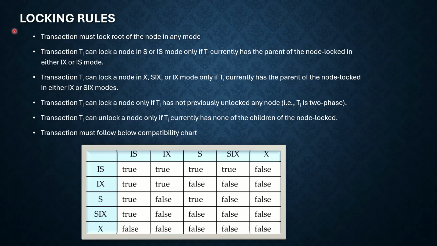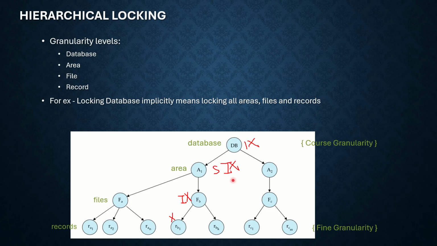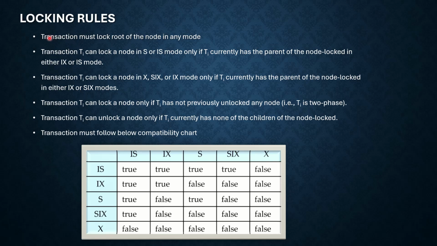So what are the locking rules? Transaction must lock the root node first, in any mode. I have copied these rules because I wasn't able to form them myself. I already know how we are going to put a lock on any node, but I don't know the exact rules we should follow while locking. So I have taken these rules from the GeeksforGeeks website. Let's look at these points.